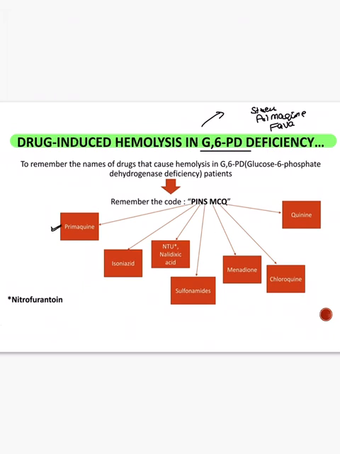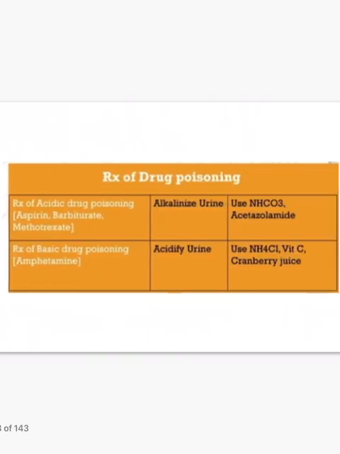See, already done, anti-malarial drug. Then isoniazid, TB drug, that can again cause hemolysis in G6PD deficiency. Then you have nalidixic acid, okay. Then you have sulfonamides, again antibacterial agent. Then you have menadione, okay. Then you have chloroquine. Then you have quinine. So these are the drugs that may induce hemolysis, okay.